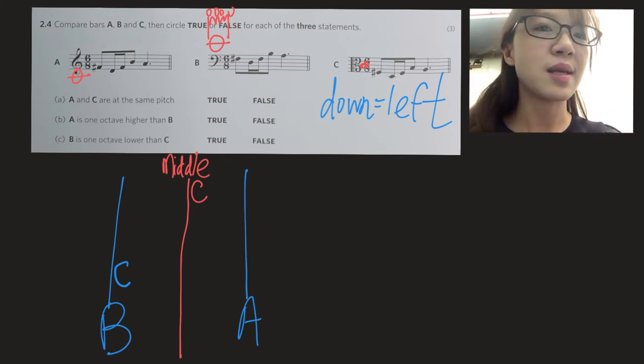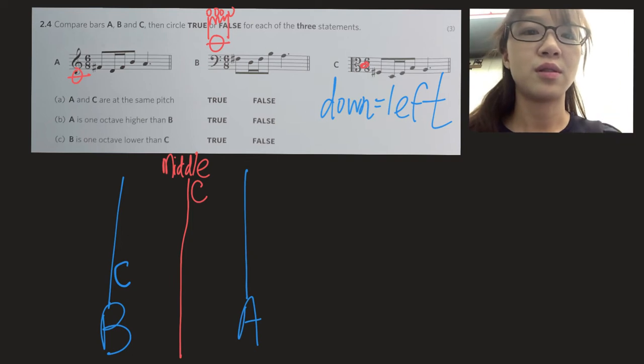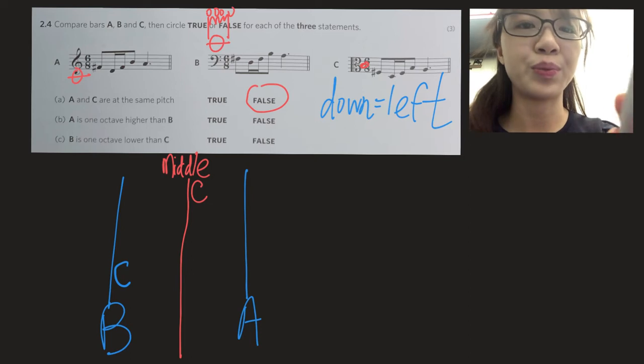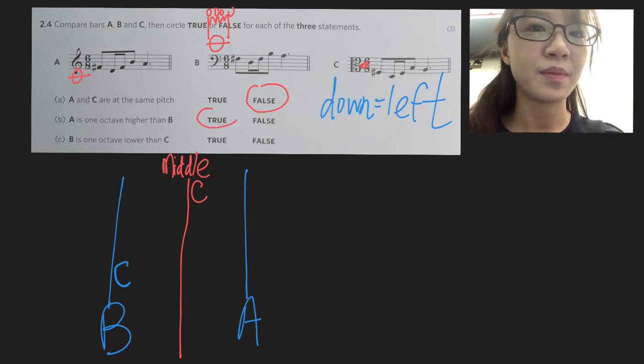A, C, same pitch, false. A is 1 octave higher than B. Yes, it's 1 octave higher. True. B is 1 octave lower than C. No, they are at the same pitch, so this is not correct.